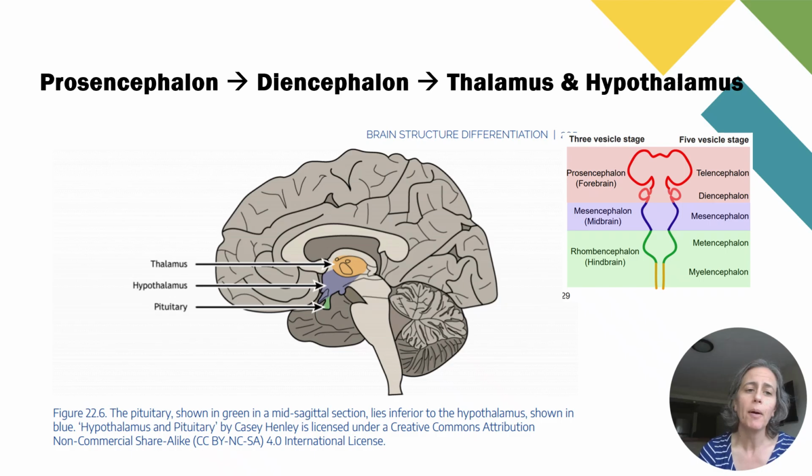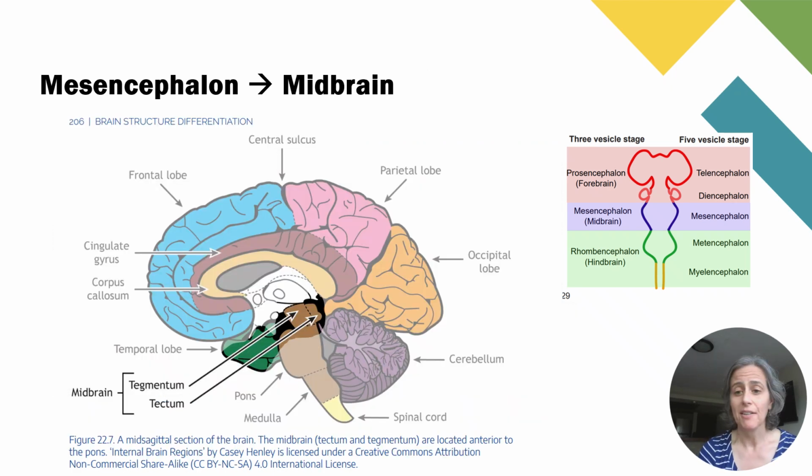And then the other part of the prosencephalon became the diencephalon, which is that middle part of the brain, which contains the thalamus and the hypothalamus. Mesencephalon became the midbrain, right? It's kind of hard to see here. I tried to gray everything else out, but the midbrain is this brown section right here. So there's the midbrain.